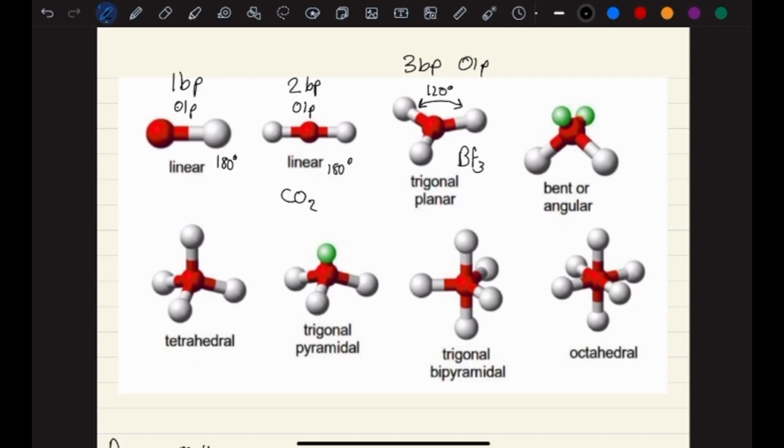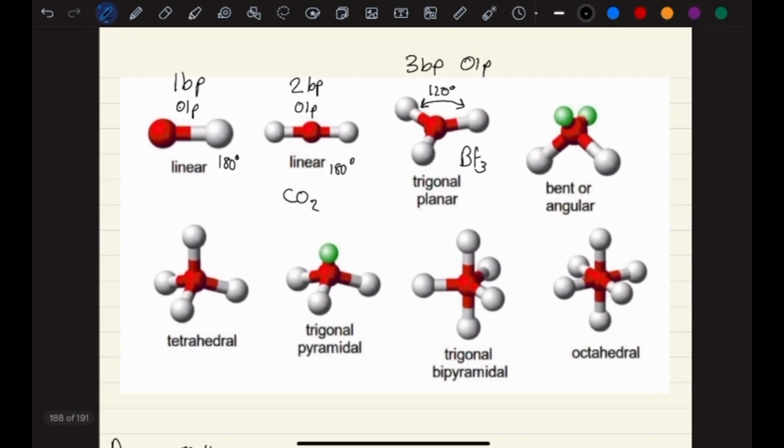Let's look at this, bent or angular. So the very common one for this is water. And the bond angle between this one is actually 104.5 degrees. I know it's going to be really annoying trying to learn these values, but trust me, you do need to know them. So 104.5 degrees.